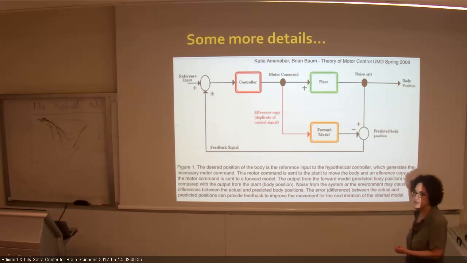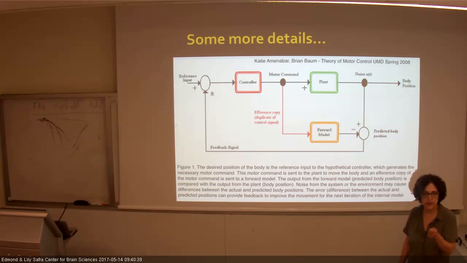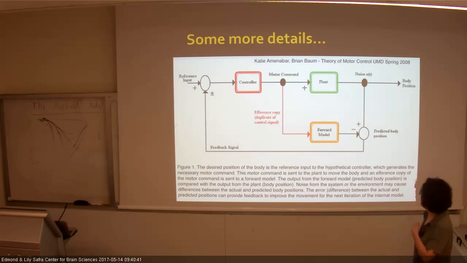And you can learn more about it. But it means that for the system to generate an appropriate movement, we need to continuously first compute a motor command using an inverse model, but we also use a forward model that will generate a prediction of the body movement and will be used as a feedback signal as well.